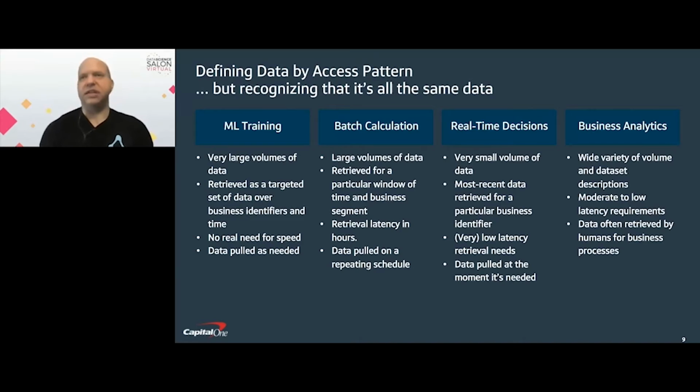Batch calculation is another form of that. Again, you're looking at some sort of timeline, but it's generally just once per day kind of thing. Speed is not a concern. Access to a large amount of data is a concern. Then we get into some things that are a little bit more interesting. Now, real-time decisions do need very fast access, but generally they're looking at very small amounts of data.